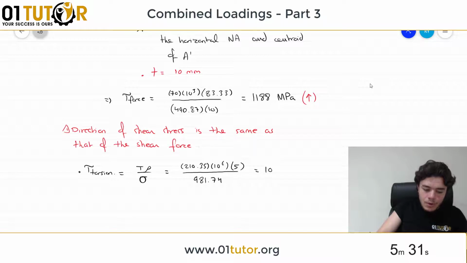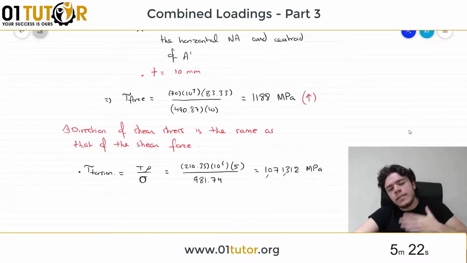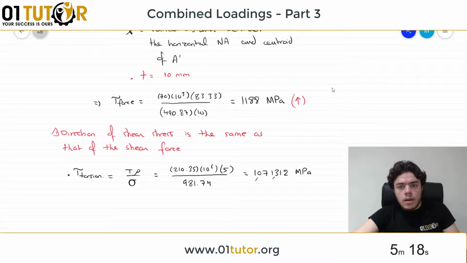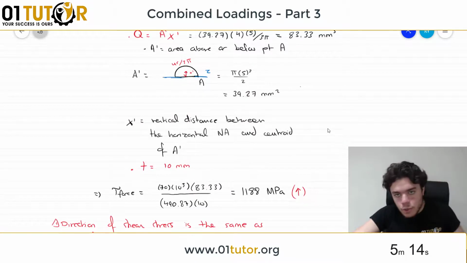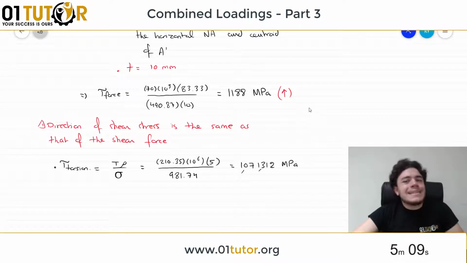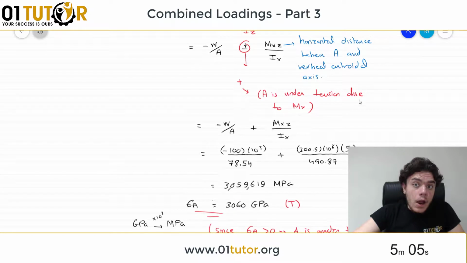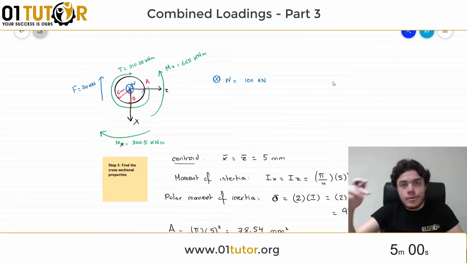107.1312 megapascal, very weird numbers. One million megapascal, very, very large, not acceptable, my bad, I chose the wrong numbers, right? However, of course, I'm giving you the step-by-step procedure. We're going to solve examples from the book later on. So, tau torsion is 1,071,312 megapascal, all right?